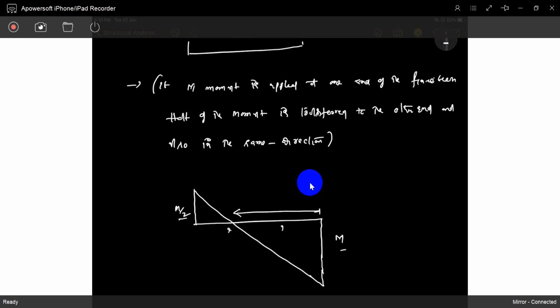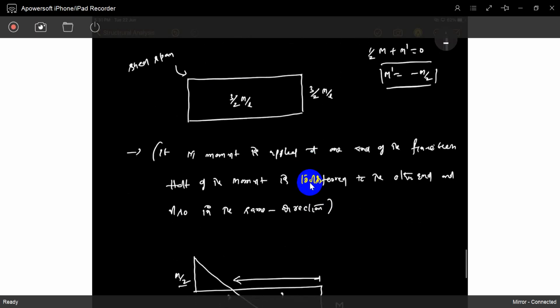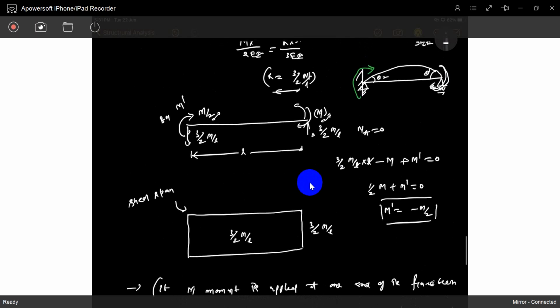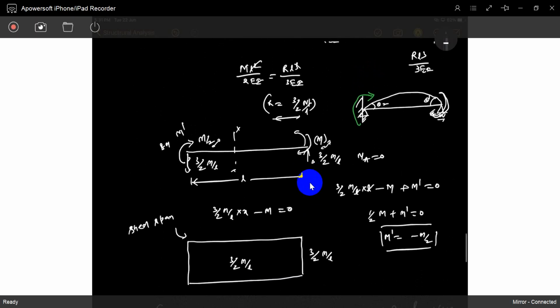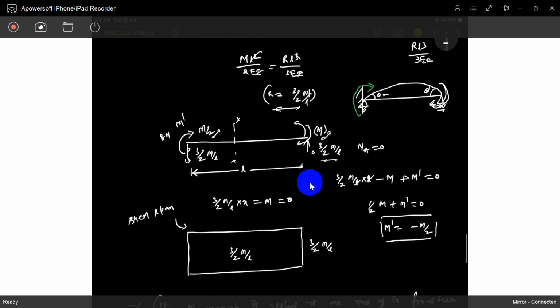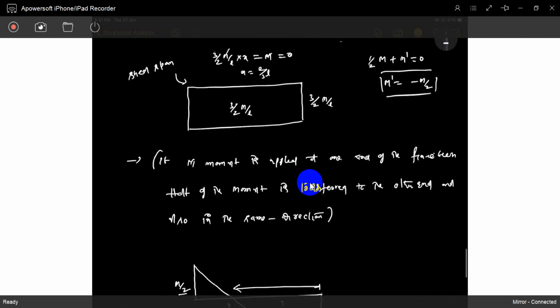So what is this value? Otherwise just see it. What is that? Bending moment at where sum equal to 0? It is 3 by 2 M by L into X. Somewhere the moment is 0, so it will go by M equal to 0. Somewhere 3 by 2 M by L and M. So what is X? X is 2 by 3 of L.